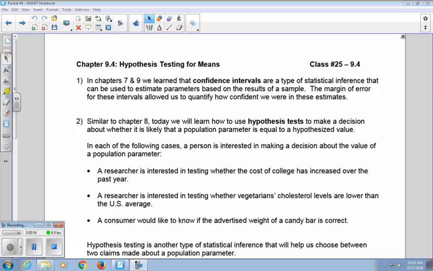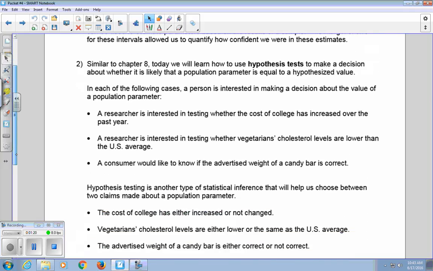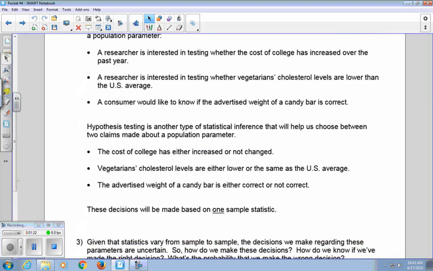So in each of the following cases, a person is interested in making a decision about the value of a population parameter. Scenario 1, a researcher is interested in testing whether the cost of college has increased over the past year. A researcher is interested in testing whether vegetarians' cholesterol levels are lower than the US average. And the third scenario, a consumer would like to know if the advertised weight of a candy bar is correct.